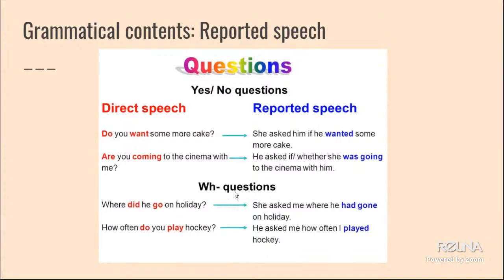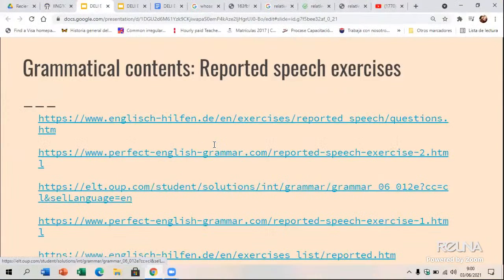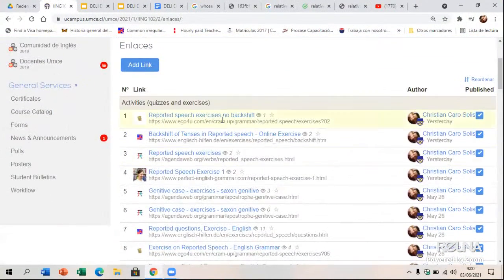Guys, any questions about this? Any comments? Any complaints? No big deal. All right. And well, you can also exercise, clicking on these links. I also already uploaded more links about reported speech. Yesterday, actually, I uploaded these 4 links to exercise, okay, for you to practice.